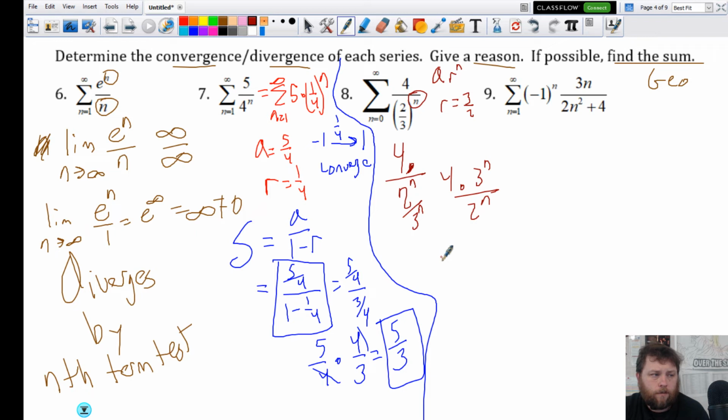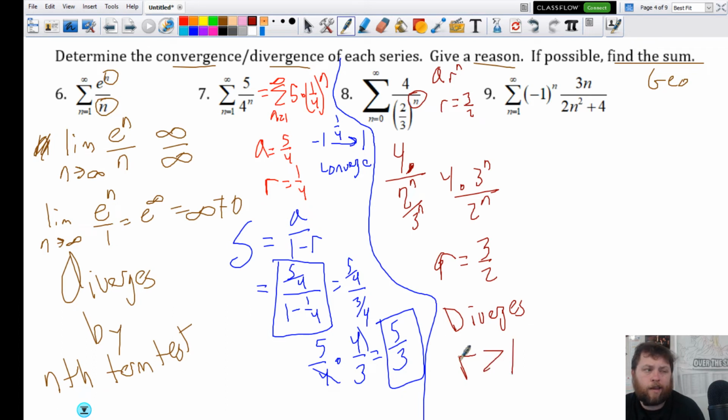So our r in this case is 3/2, which is too big. This actually diverges. It's bigger than 1 because r is greater than 1. And that's bad. So watch out for formats like that. That was a good trick.